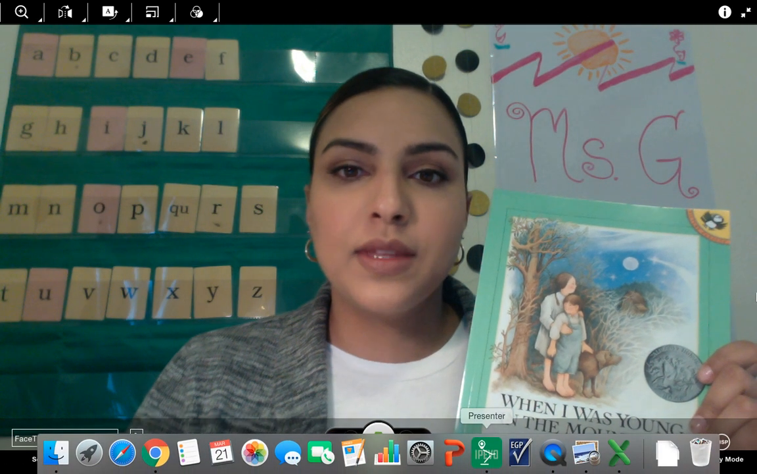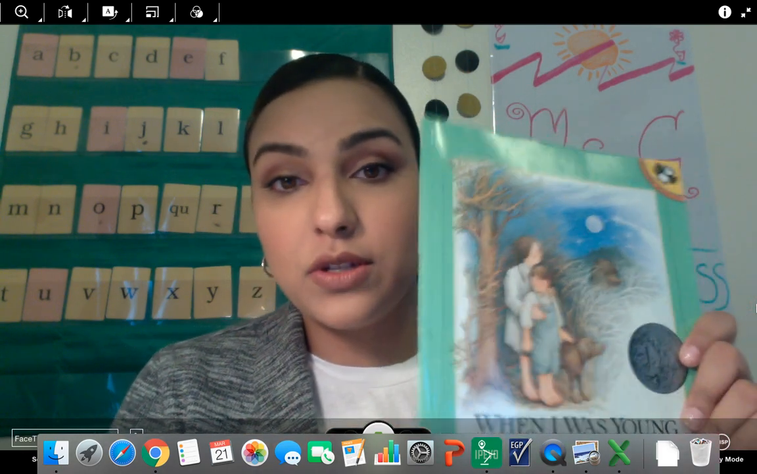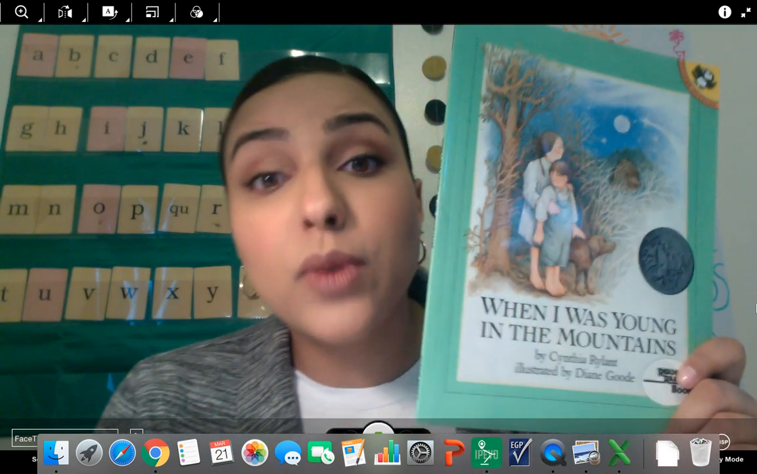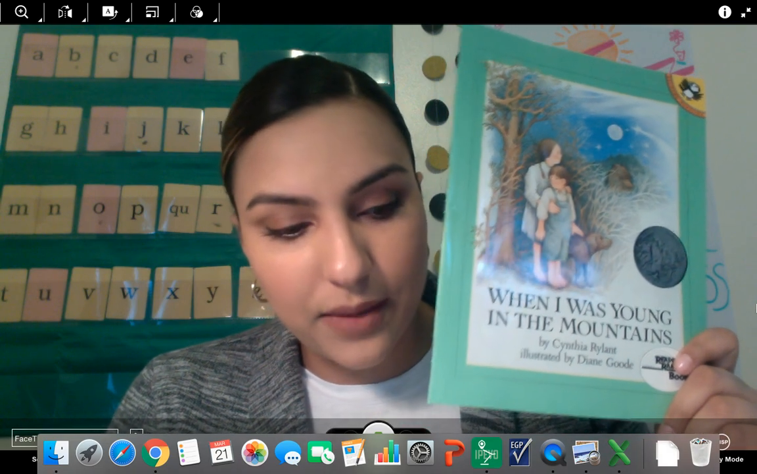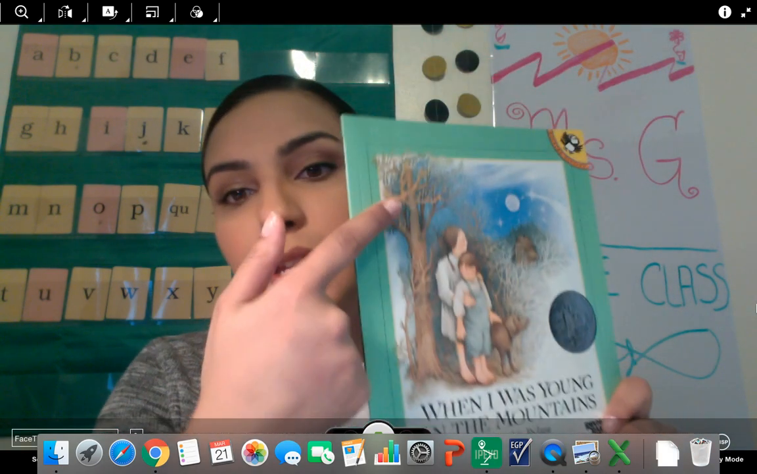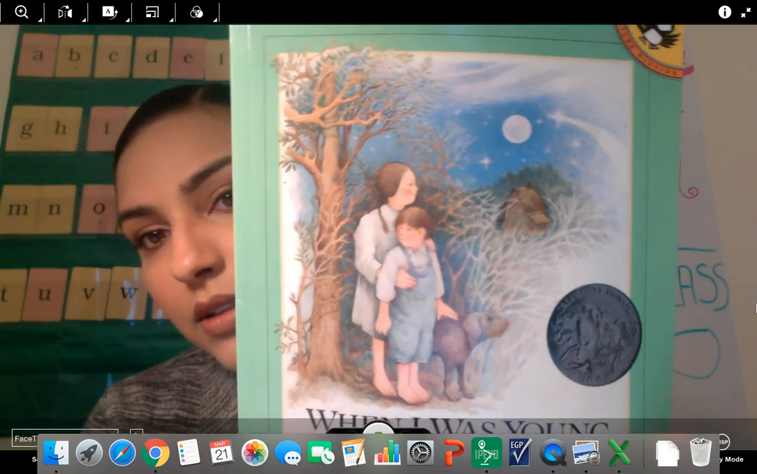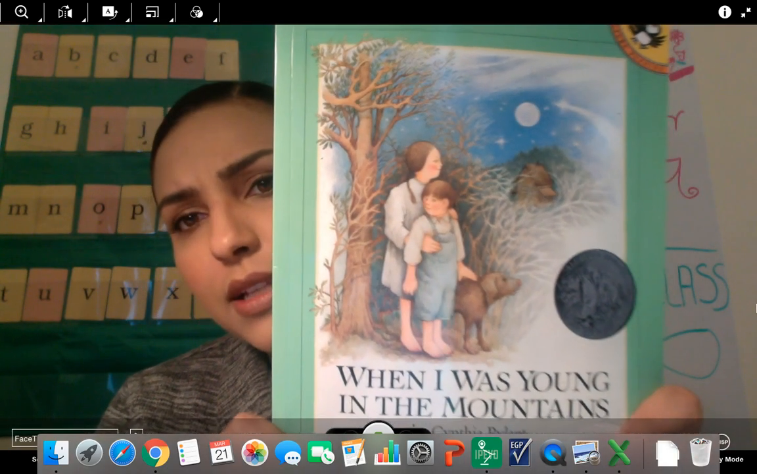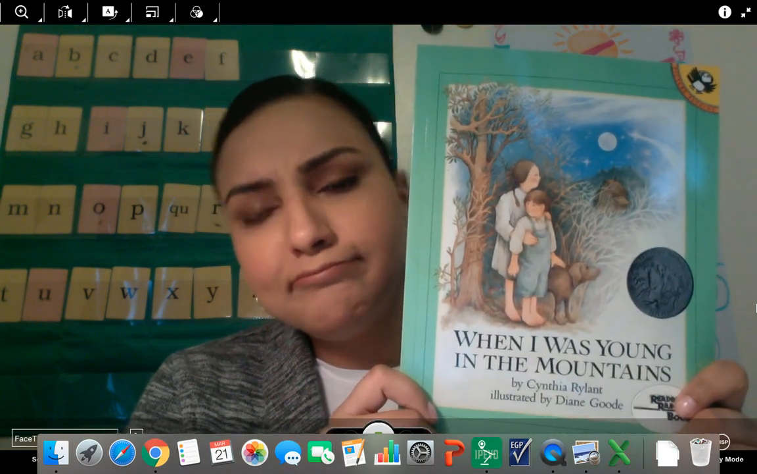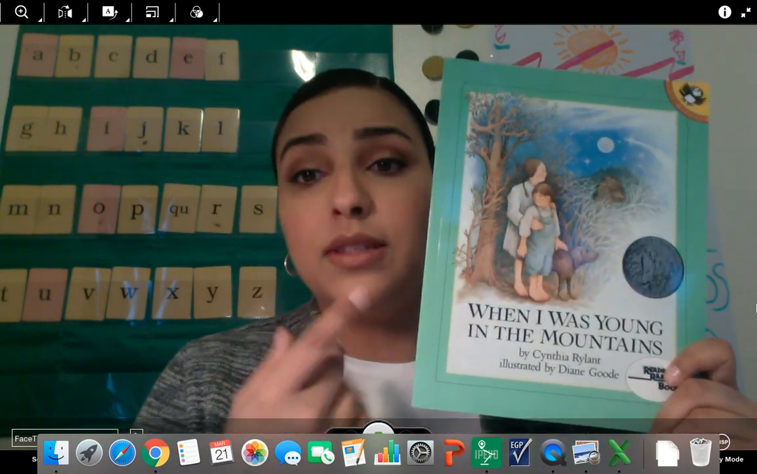Coming back to our story, I want you to look at the pictures while Miss G is reading to learn more about how Cynthia Rylant grew up in the mountains, okay? Looking at just the front cover, what can you tell me about the mountains? If you look really close, there's some green, they look pretty tall, right? Do we have mountains in New York? Not really. Not really like this. Our life is a little different than Cynthia's.